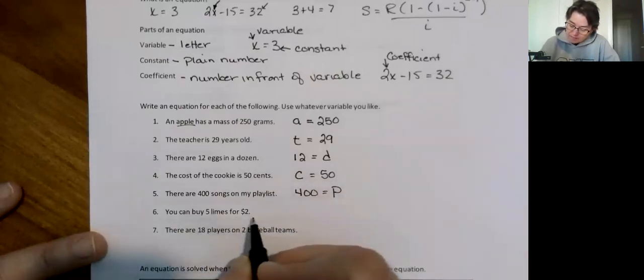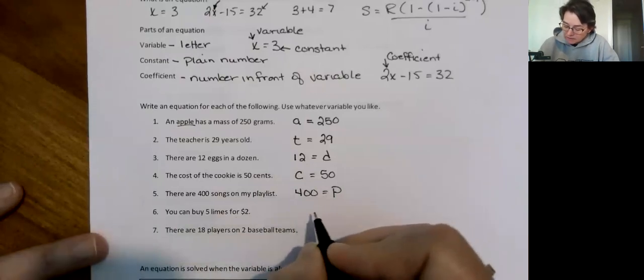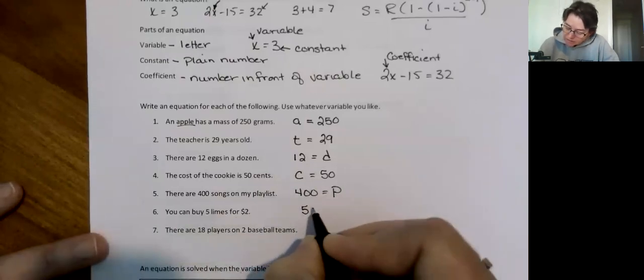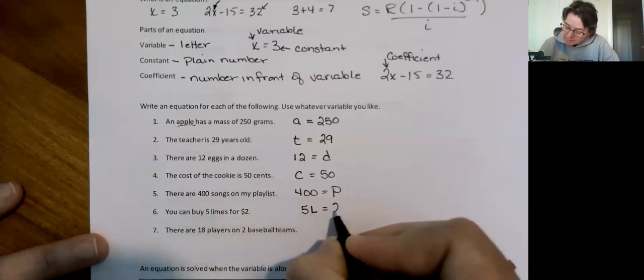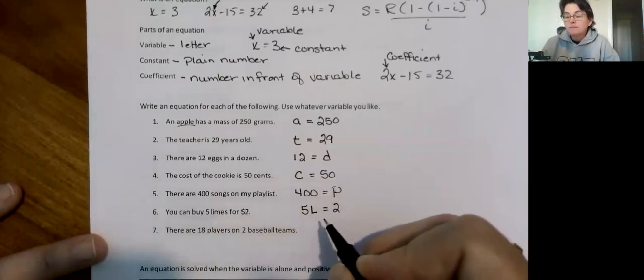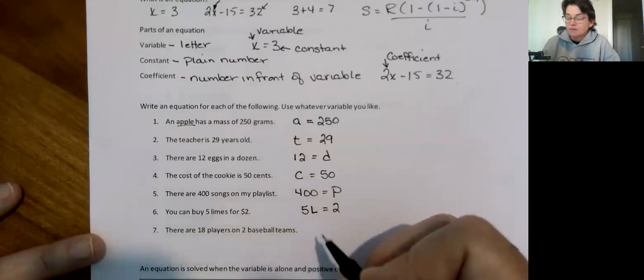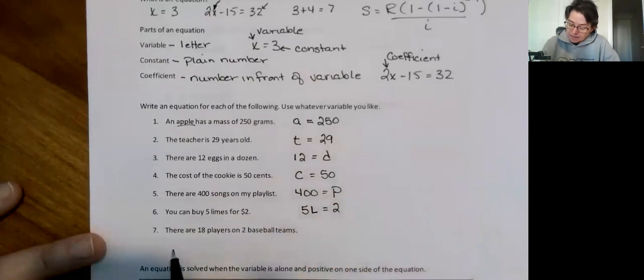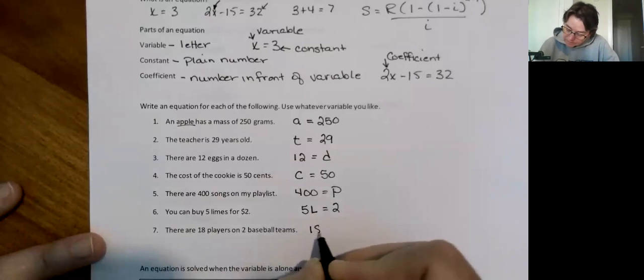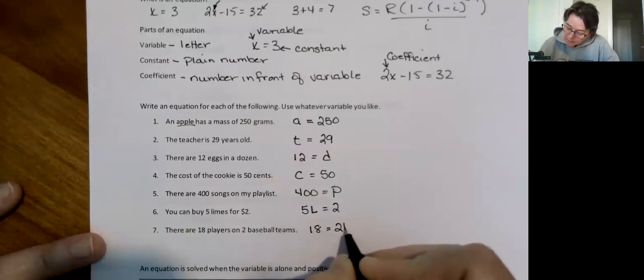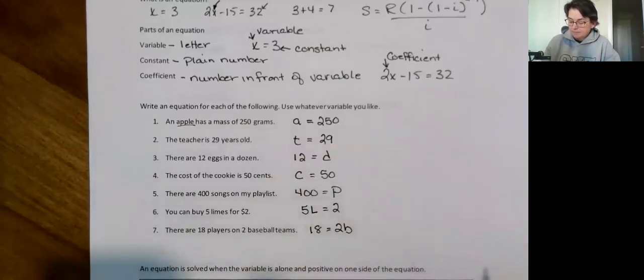You can buy 5 limes for $2. Oh, this is kind of a tricky question. So 5L. It doesn't matter whether you use uppercase or lowercase letters, but I used an uppercase L in this because otherwise it was going to look like 51. There are 18 players on 2 baseball teams. All right. Ta-da.